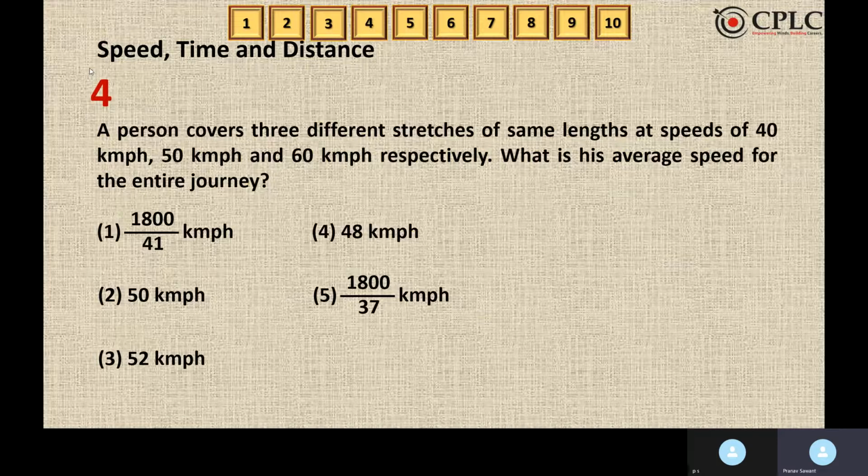A person covers three different stretches of the same length at speeds of 40 km per hour, 50 km per hour, and 60 km per hour, respectively. What is his average speed for the entire journey?